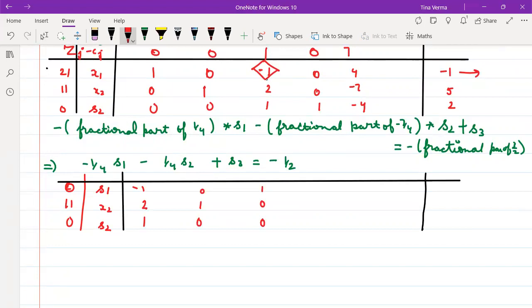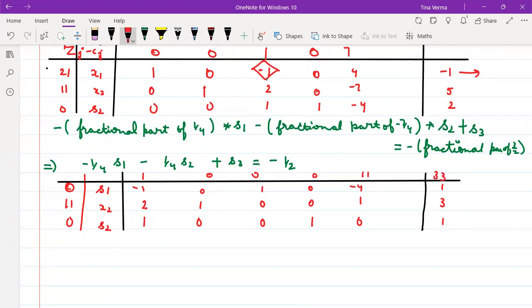And this variable is coming as 0, 0, 1. And this is minus 4, 1, 0. This is 1, 3, 1. And here entries are coming as 1, 0, 0, 0, 11. And the answer is 33.